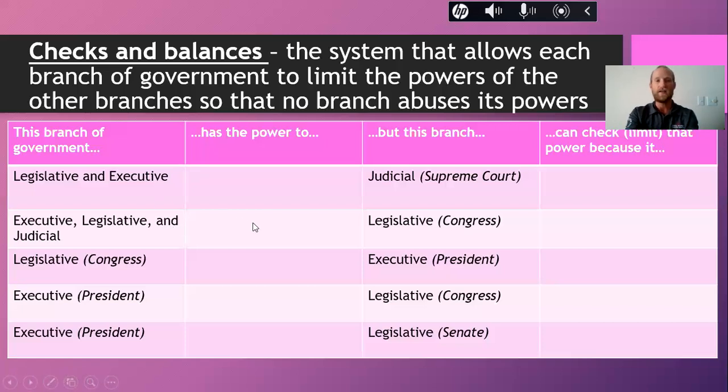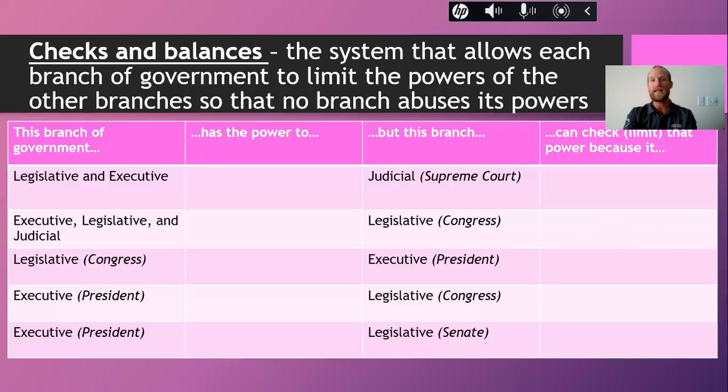The second row here, I had told you to fill in this first blank with hold public office or to have a government job. So your sentence reads, the executive, legislative, and judicial branches have the power to hold public office or have a government job, but the legislative branch, Congress, can check that power because, and now since we're talking about the legislative branch, you have to go back to Article 1 in your notes, and hopefully you came across impeachment. Congress can impeach public officials.